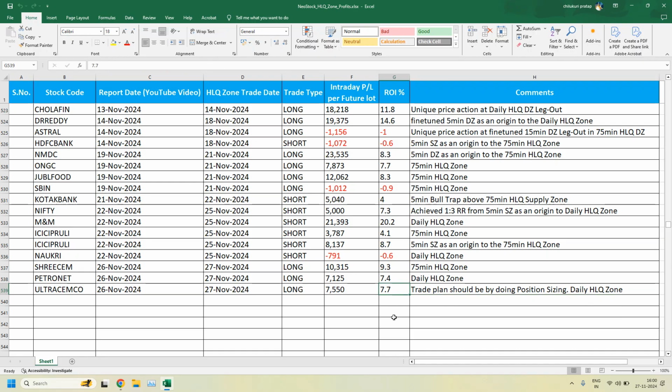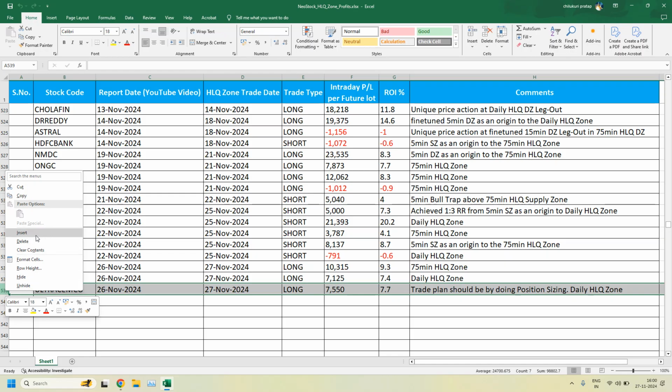At that time, definitely you won't get 7.7% ROI. Your ROI will be reduced when you do position sizing. Position sizing is not to get the ROI. Position sizing is mainly to reduce the risk and to achieve the RR. Anyway, RR will be the same. That doesn't matter, but position size is mainly to manage the risk. Okay, I am deleting this entry because this is not practical. The zone worked, but it's not a practical trade.